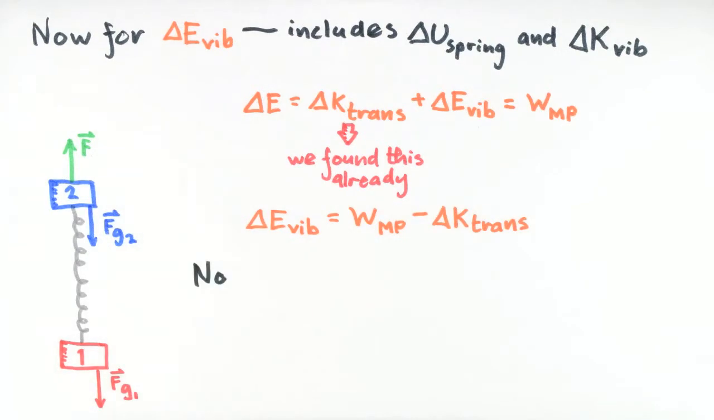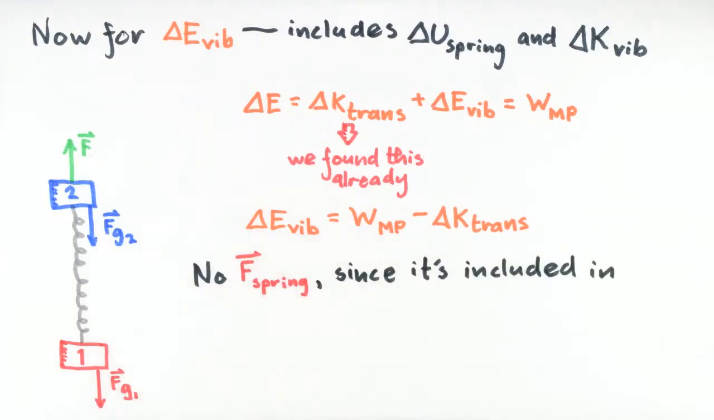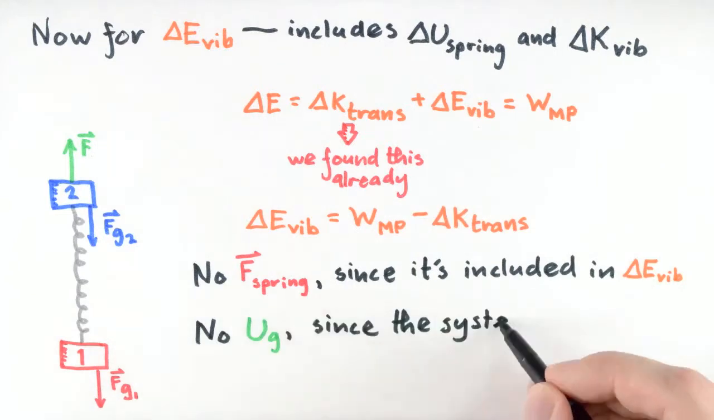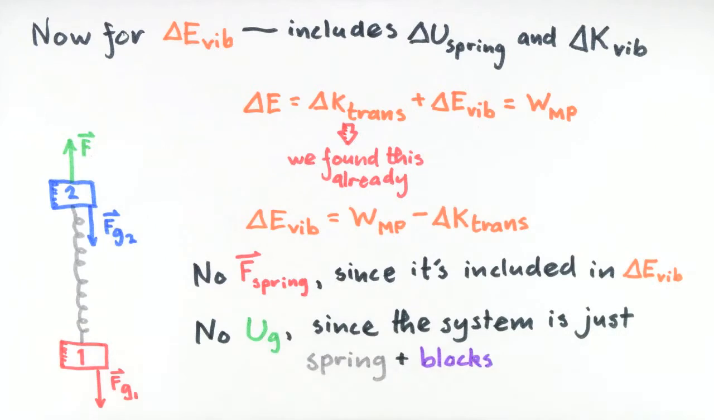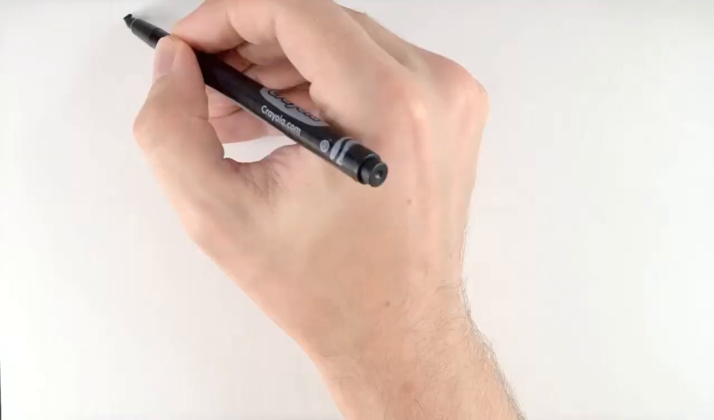Notice the effect of the spring on both blocks is already accounted for by delta E vib, so we don't have any spring force to include here. Also, there is no gravitational potential energy. The Earth is not part of the system, and the Earth's effects on the system are already accounted for by the work terms involving the weight forces. Let's calculate each of these work terms.